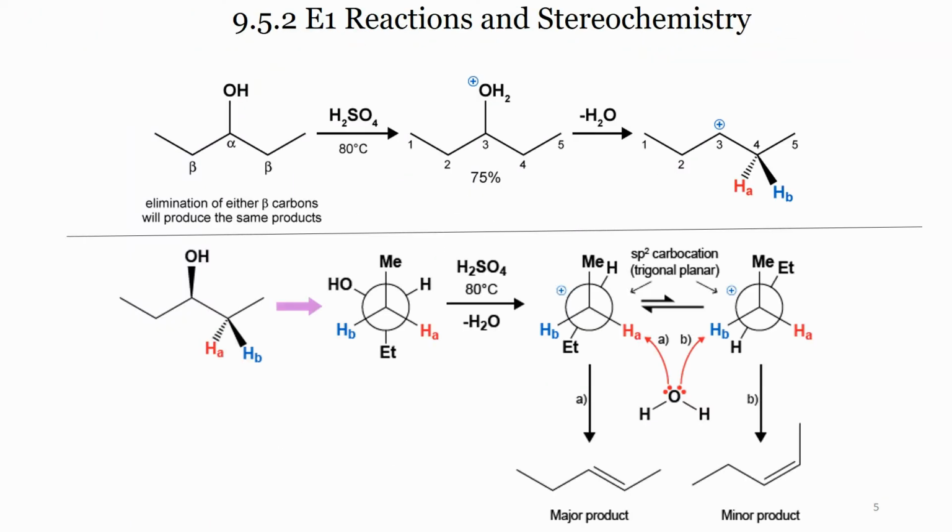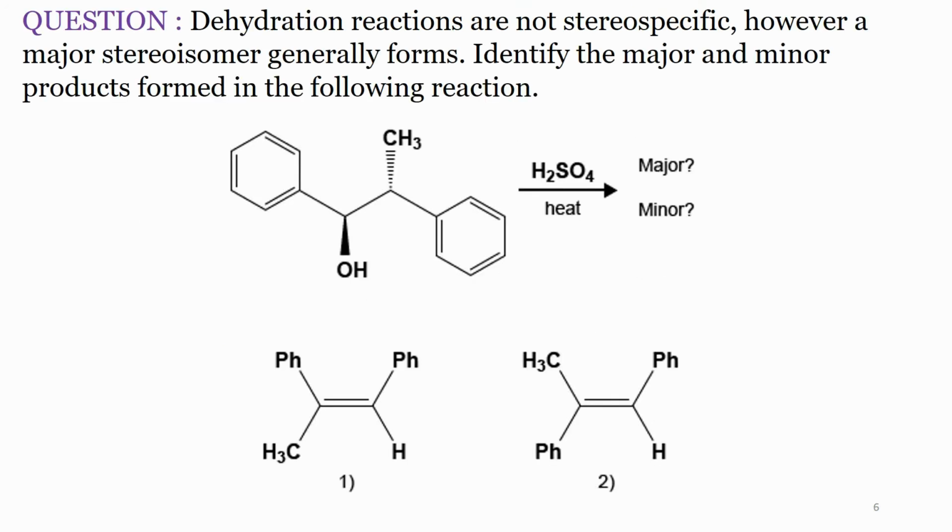Let's see. Not to worry about that. It has a Newman projection. That's not tested. Here, who will be the major? Identify the major and the minor. Which one will be the major? Two. Why two and not one? Both of them are trisubstituted.